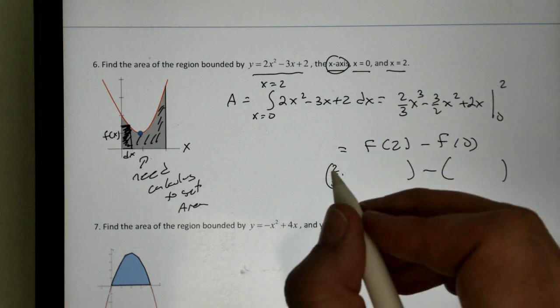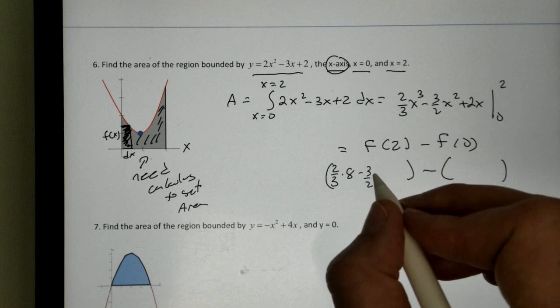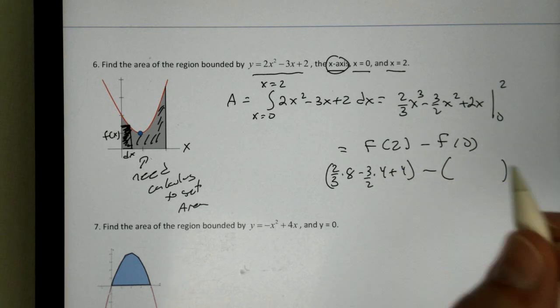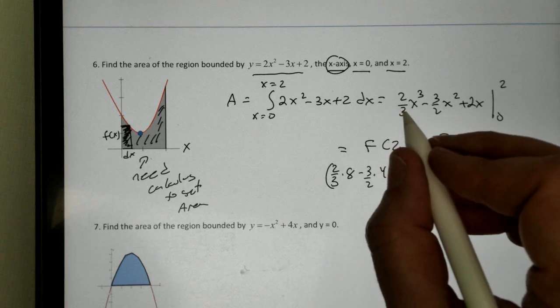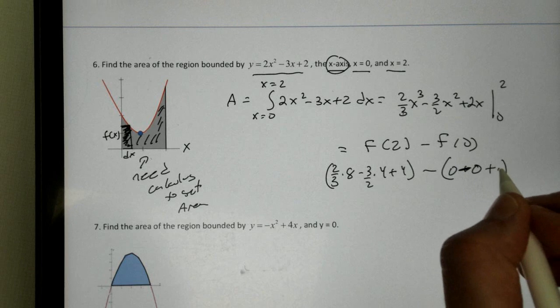2 cubed is just 8. Minus 3/2. 2 squared is 4, so times 4. Plus 2 times 2 is 4. Plug in 0, 0, 0, 0. So 0 minus 0 plus 0.